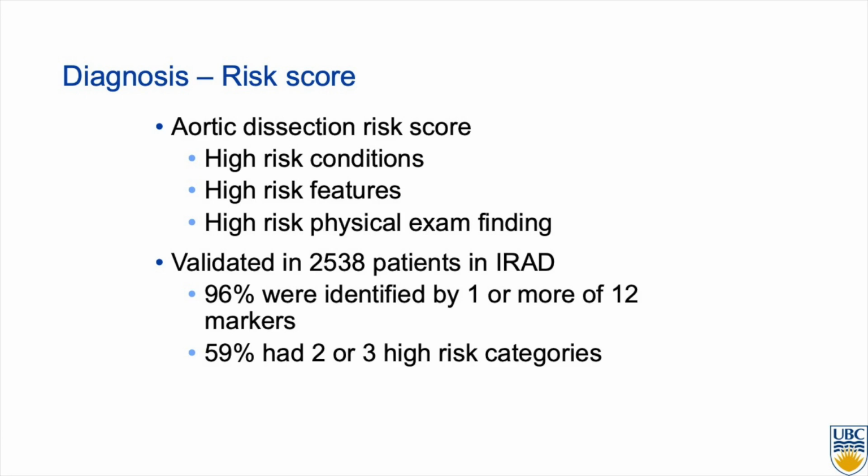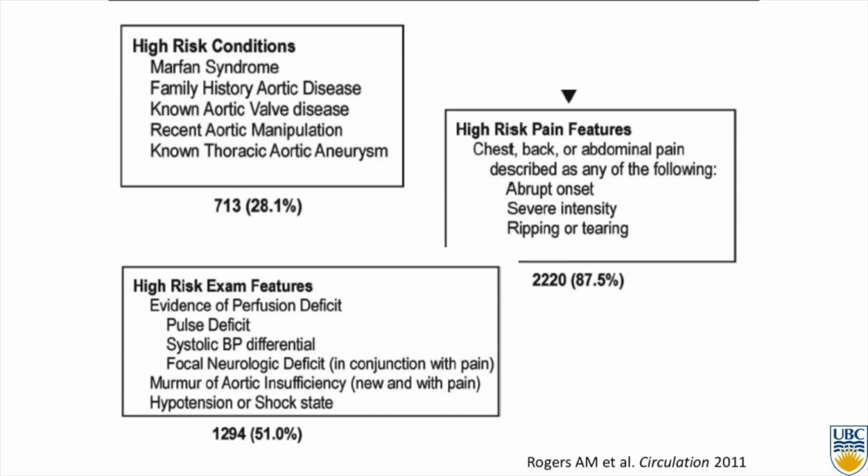96% were identified by one or more of these 12 markers. 59 patients had features from 2 or 3 high-risk categories. High-risk conditions that were identified included Marfan syndrome, a family history of aortic disease, known aortic valve disease, recent aortic manipulation such as coronary angiogram, and a known thoracic aneurysm.